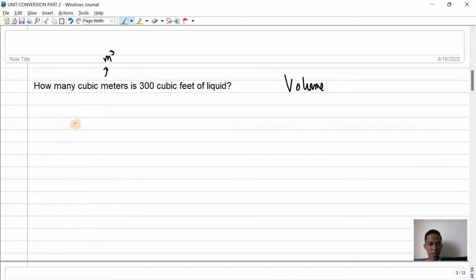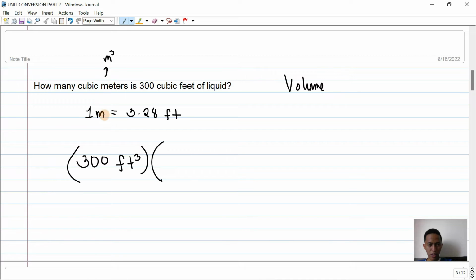So kapag ganyan guys, mangyari lang, yung conversion natin is meter to feet, no? Yung basic conversion natin, yung 1 meter is equal to 3.28 feet. Okay, so magagamit natin yan in solving for the cubic meters na unit. So, 300 cubic feet. Then, multiply natin sa conversion na 1 meter per 3.28 feet.